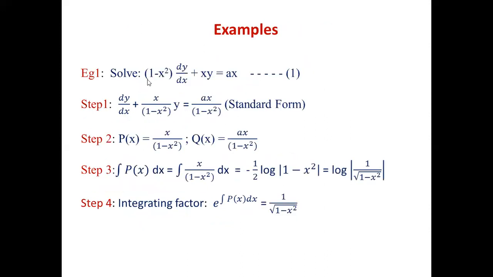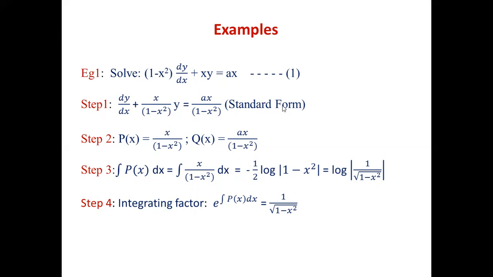So here, if you see in the given differential equation, the coefficient of dy by dx is not 1. So you have to make it 1. How? Multiply with 1 by 1 minus x square, or divide this equation with 1 minus x square. When you divide the entire equation with 1 minus x square, we get this form: dy by dx plus x by 1 minus x square into y is equal to ax by 1 minus x square.